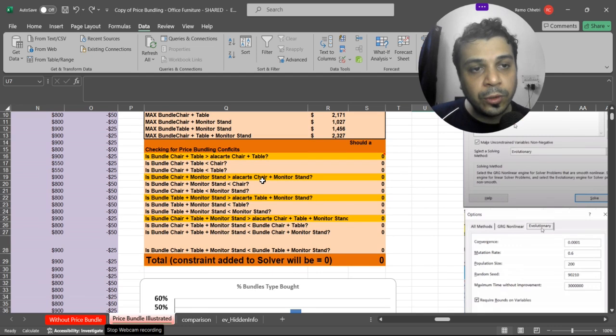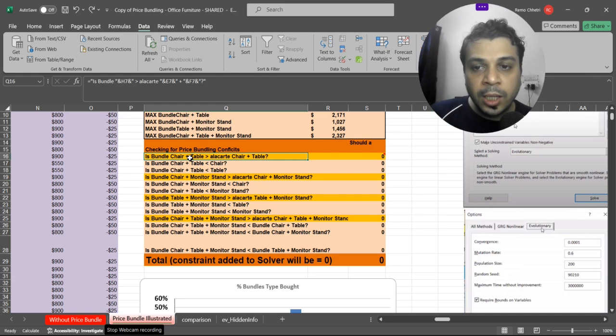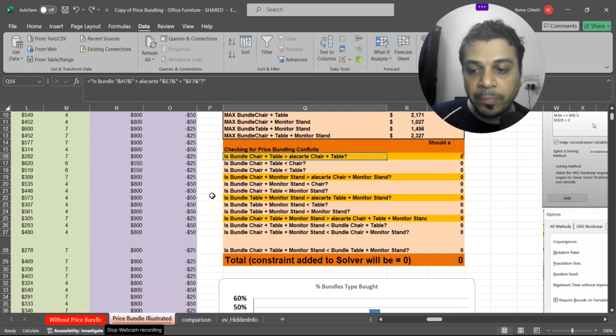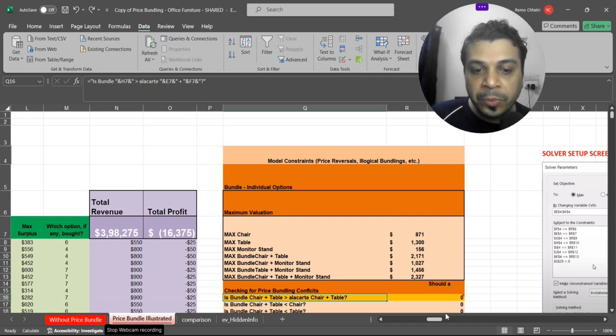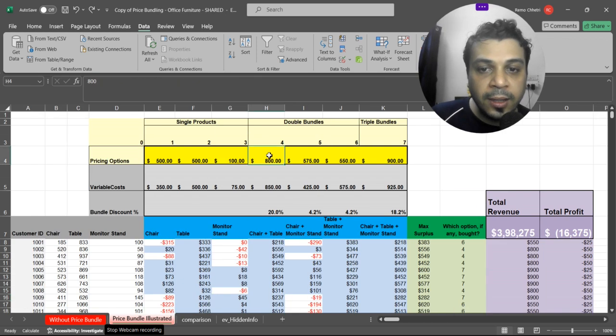Then we have to go a little bit deeper now. There can be some price bundling conflicts. What do we mean by this price bundling conflict? It means that we can't set the bundle prices without giving it a little bit of deeper thought. The bundle prices should be such that the bundle price should not be greater than the sum of the individual, or a la carte, prices of the products.